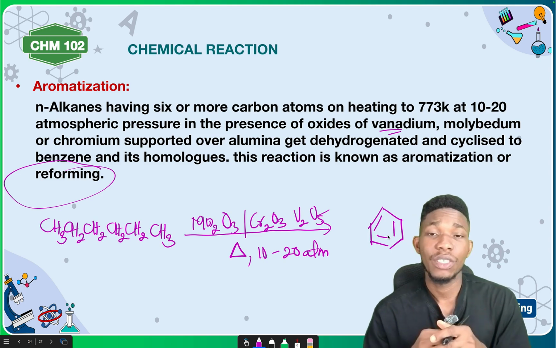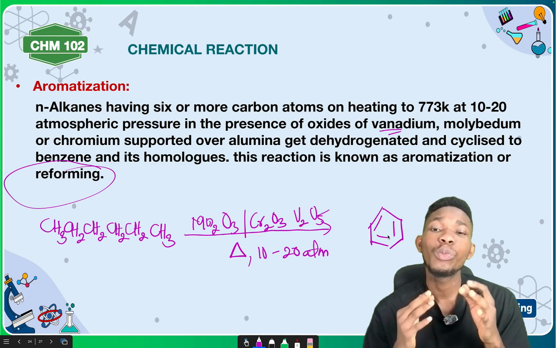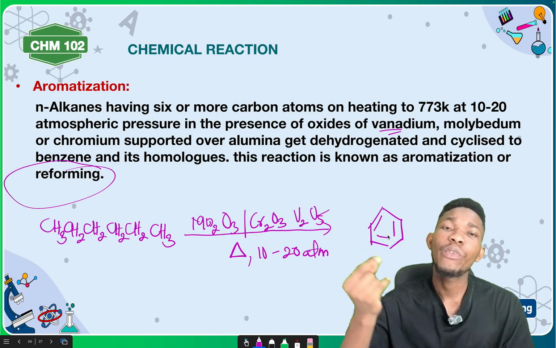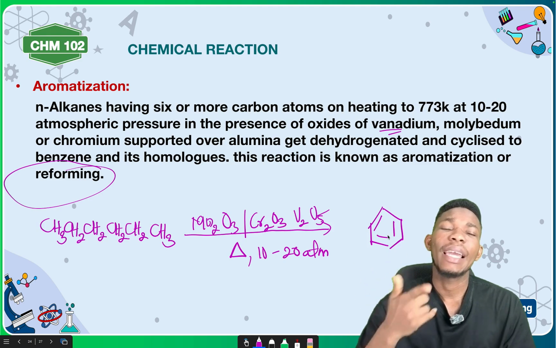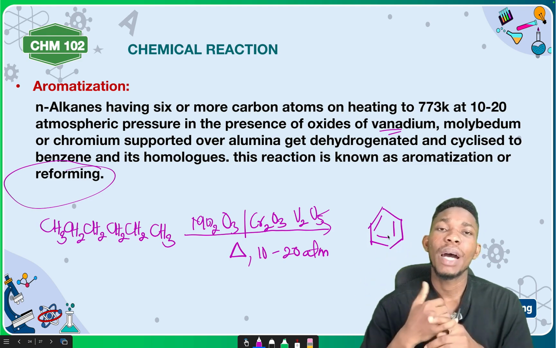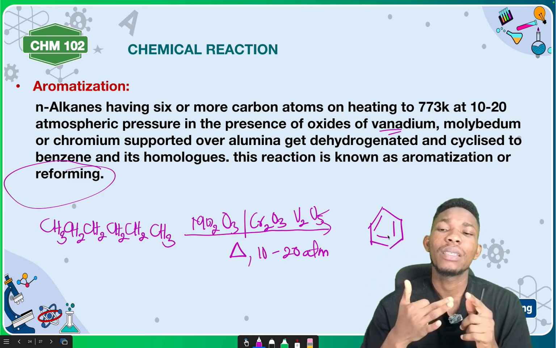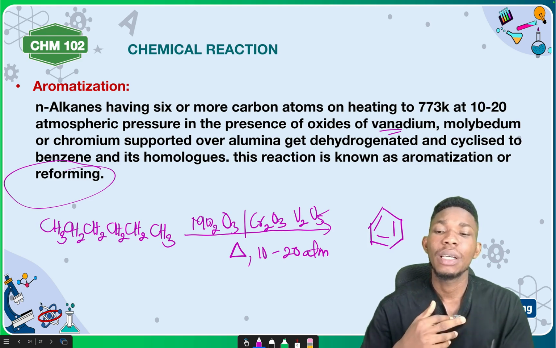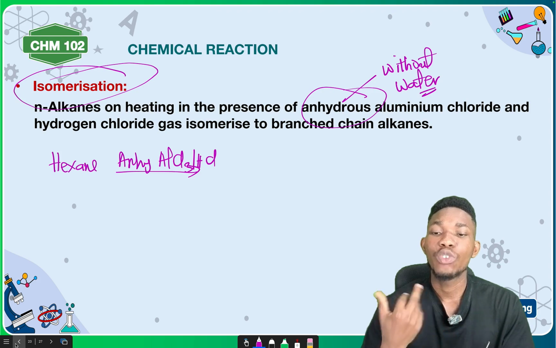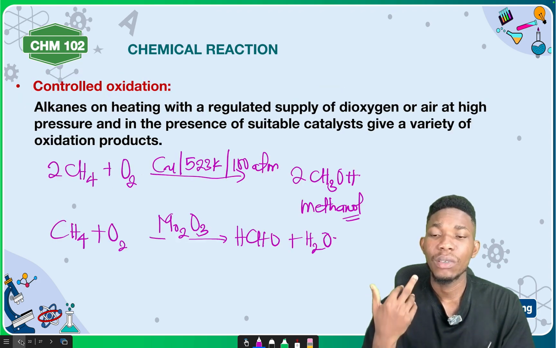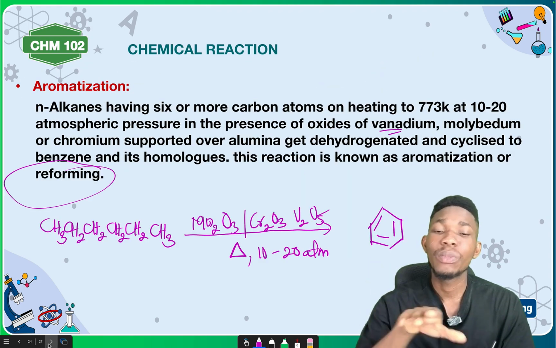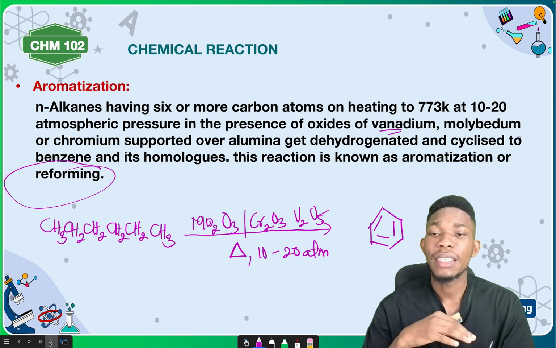It's one of the reactions. Is that okay? Now, nobody will give you these equations in the exam. What they just want you to know is, they will ask, which of the following reactions can alkanes undergo? I've talked about combustion, halogenation, aromatization, and isomerization. Are you getting it? Then controlled oxidation. You should be able to state them. That is the most important thing. Nobody will ask you deep questions like this in the examination.